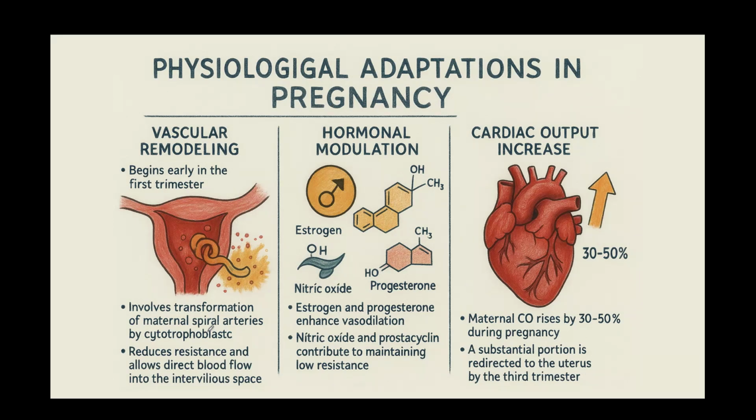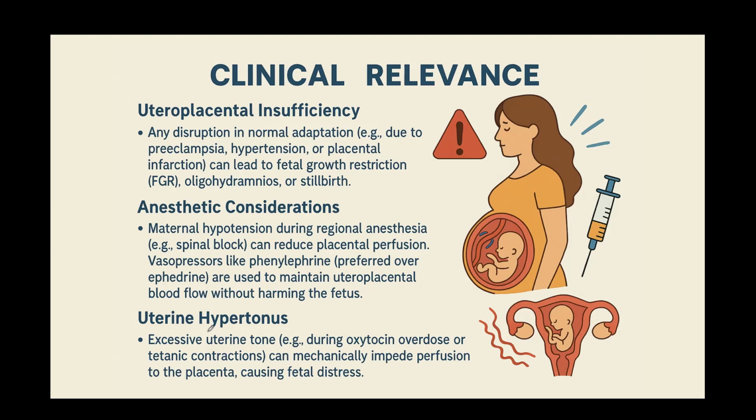Okay. So a substantial portion of the blood is redirected toward the uterus. By the third trimester, it can be up to 20% of the circulation. So uteroplacental insufficiency can happen due to any disruption in normal adaptation, for example, preeclampsia, hypertension, placental infarction, and this can lead to fetal growth retardation or restriction.